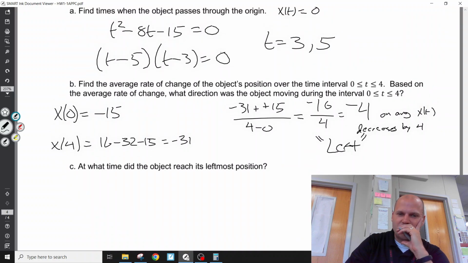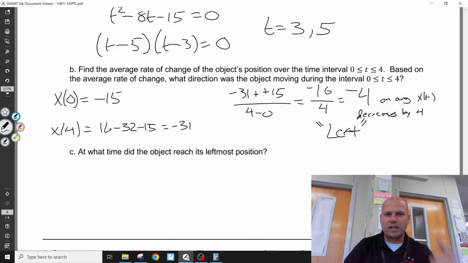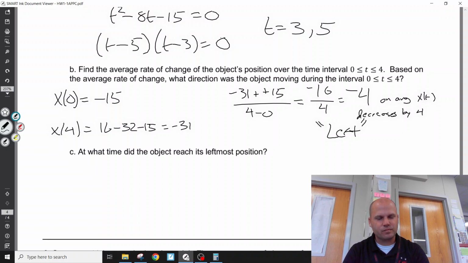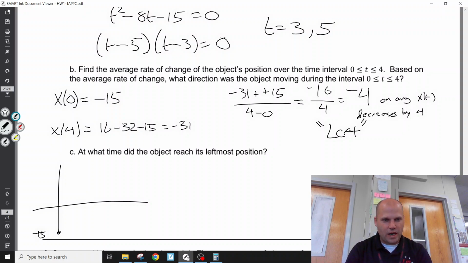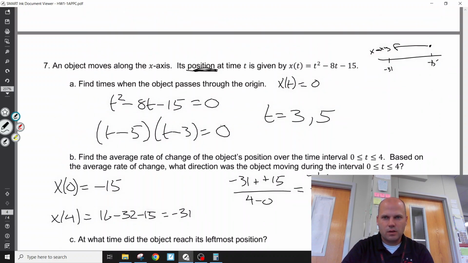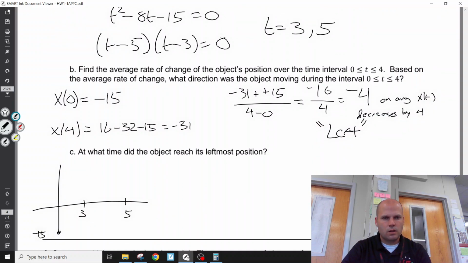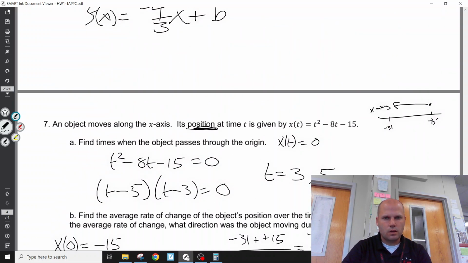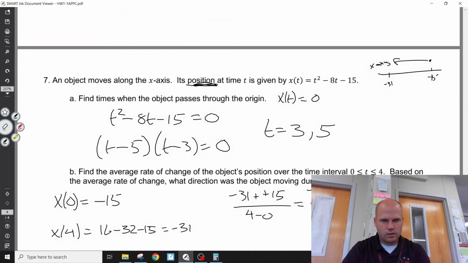When does the object meet its leftmost position? Well, let's think about what's happening. We have a starting position of -15. It should be like rightmost position. We have zeros at 3 and 5. Oh, I was wrong. Darn it. Shoot.